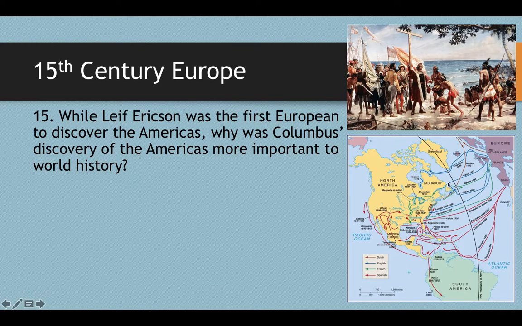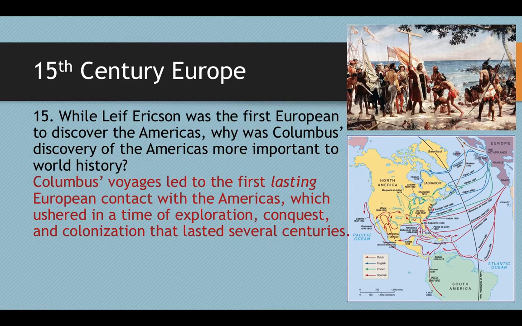Remember, he landed right up here in modern-day Canada in Newfoundland. But Columbus's discovery, even though it was many centuries later, was more important to world history. So Columbus's voyages led to the first lasting European contact with the Americas. Other people followed him after he went on his voyages.